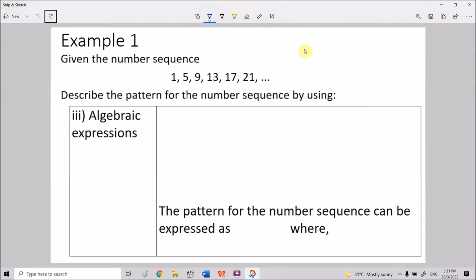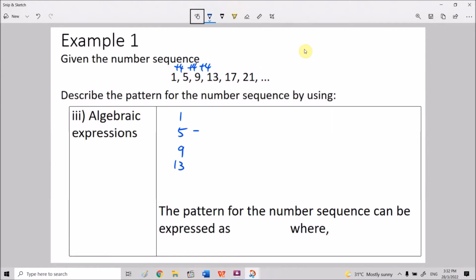So now we are back to example 1. We're using the same number sequence here. 1 plus 4, you get 5. 5 plus 4, you get 9. 9 plus 4, you get 13. The pattern is adding 4. How are we going to describe this pattern in the form of algebraic expressions? Before that, let me show you examples. I start off with 1, then I have 5, 9, and 13.